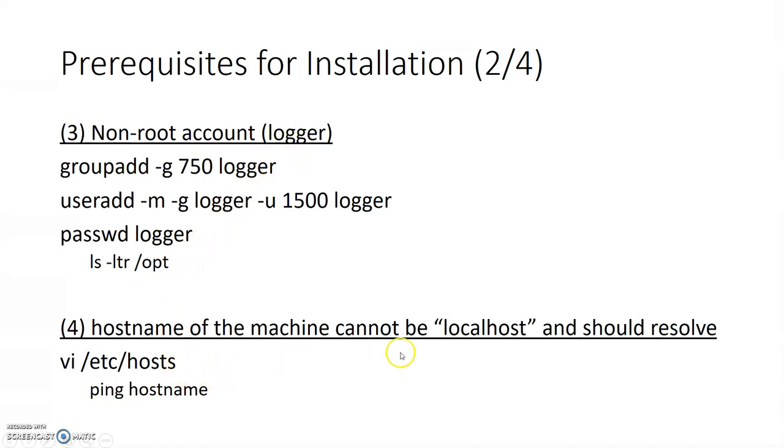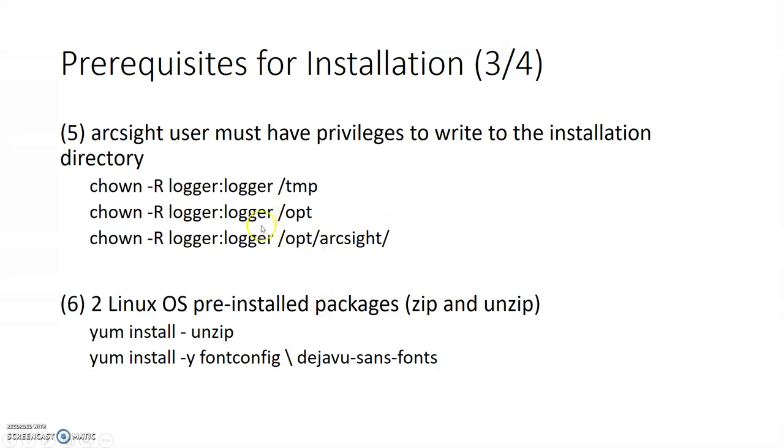And then we need to change the host name. Localhost is not accepted, so we need to make a new host name and make sure it's resolvable by editing the /etc/hosts. And also we need to grant permissions to the ArcSight or Logger account. Actually, it's a typo here. It should be the Logger user must have the privilege to write to the installation directory. And finally, we need to, not finally, I think we have another slide. Yes, it's 3 of 4.